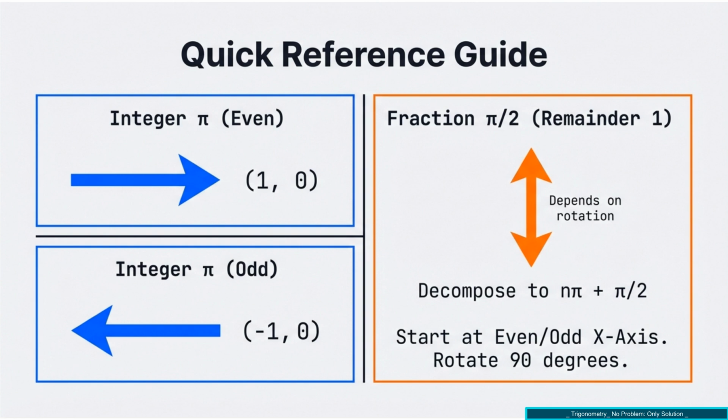Here is a quick reference guide. Integer pi even is (1, 0). Integer pi odd is (-1, 0). For fractions of pi over 2, decompose and then rotate 90 degrees from the even or odd x-axis anchor.